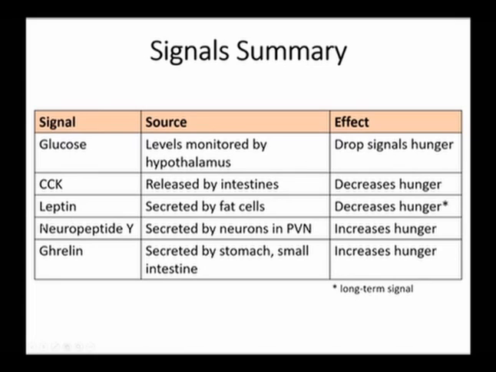When we get to it, neuropeptide Y is something secreted by neurons in our brain, and it's going to increase hunger. And then the last one is ghrelin, and that's secreted by our stomach and small intestine, and it's going to increase our hunger because those levels are peaking right before we eat a meal. So that's our Coles notes of all the signals that we've talked about in one place.